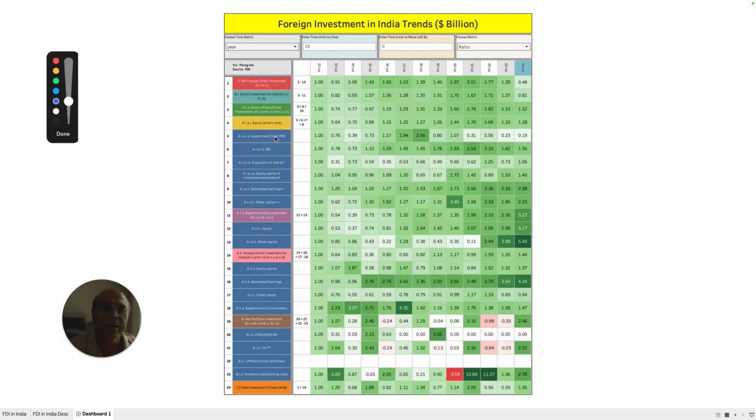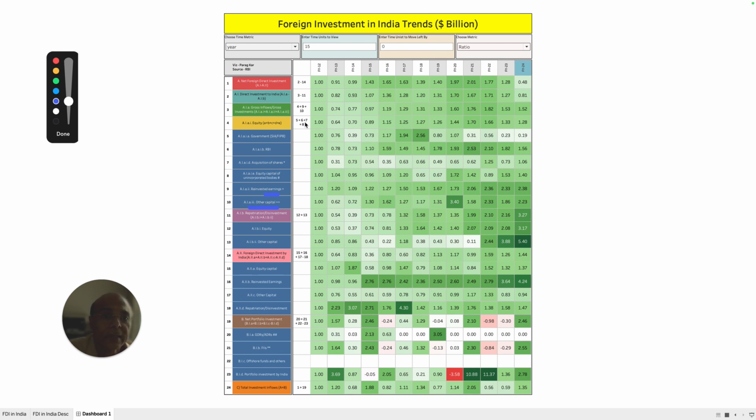Now let's look at the subcomponents of gross inflow of investment. There are three different items which constitute gross inflows, which are 4, 9 and 10. What is 4? 4 is equity investment. And what is 9? 9 is reinvestment earnings, which are basically the earnings that you have made through your investment, which have been reinvested in the market. And what is 10? 10 is other capital.